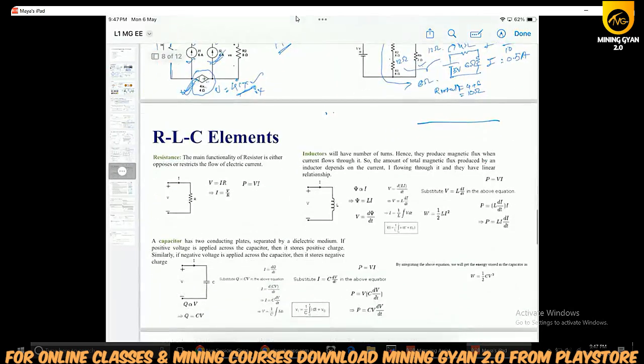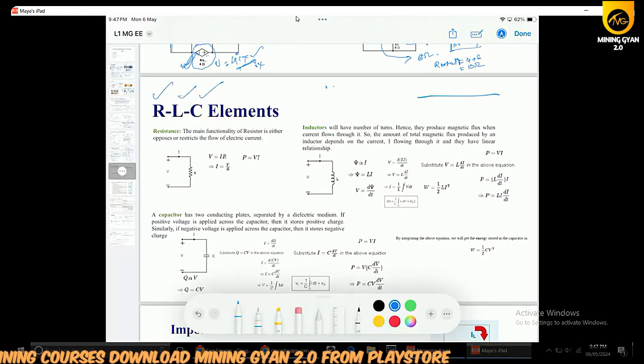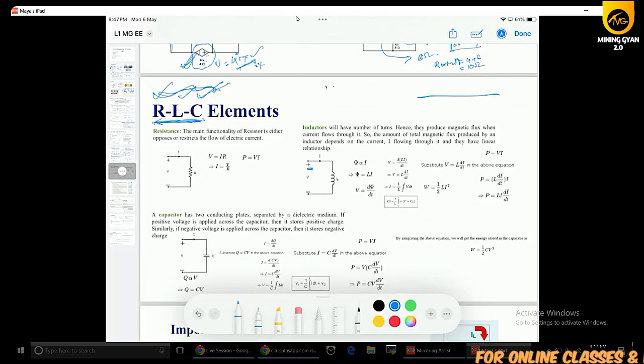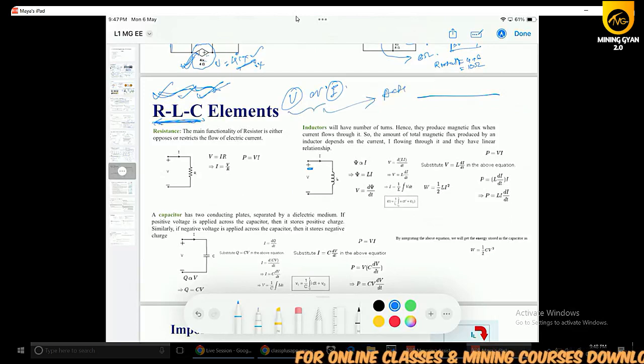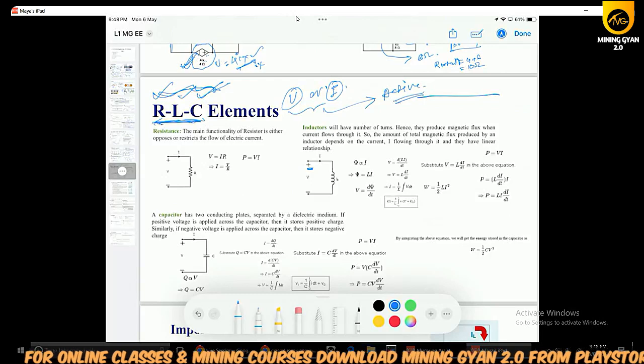Now coming to different circuit elements, R, L, and C: resistance, inductance, and capacitance. These three are the basic circuit elements, and these are called passive elements, because they don't generate any electrical energy. Whereas voltage or current sources are called active elements, because they have the capability to generate electrical energy and provide it to other passive elements.